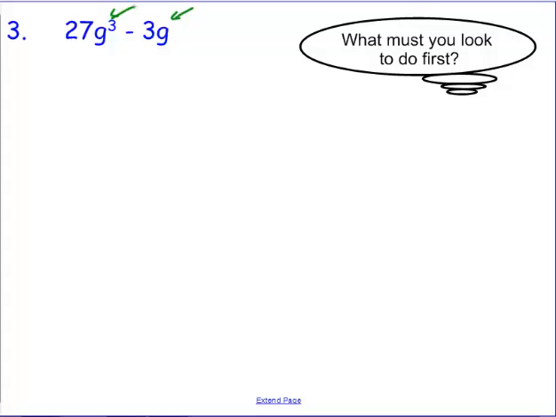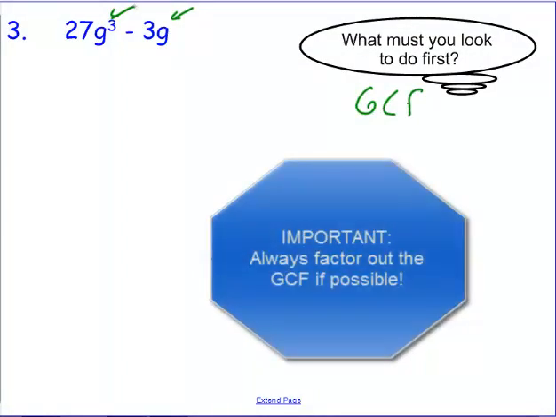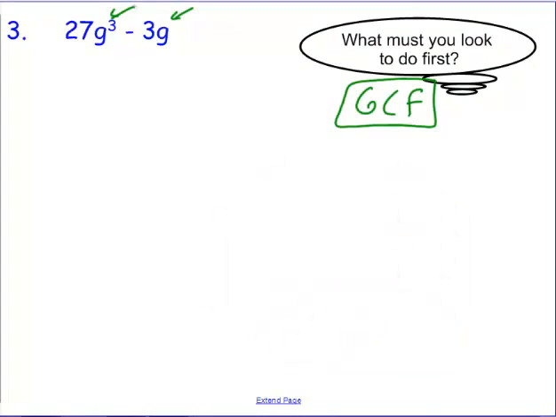You might need to factor out a greatest common factor, and that's actually the number one thing to look to do anytime you're factoring polynomials, is see if you can take something out first. And so notice I'm looking for the greatest common factor of 27 and 3, as well as g cubed and g. And so notice from last week, should be able to take out a 3g. That leaves us 9g squared minus 1 in parentheses.